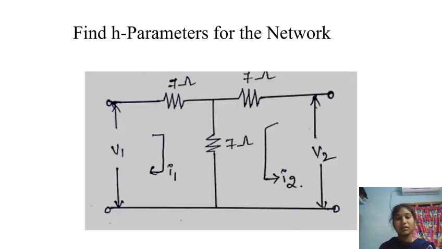Let us see one example on hybrid parameters. Let us see the question: find the H parameters for the network. Here is the circuit diagram, and this circuit has two loops, so we consider two currents passing through it, that is I1 and I2. In a circuit, if the voltage is not given, we need to assume V1 and V2 voltages.